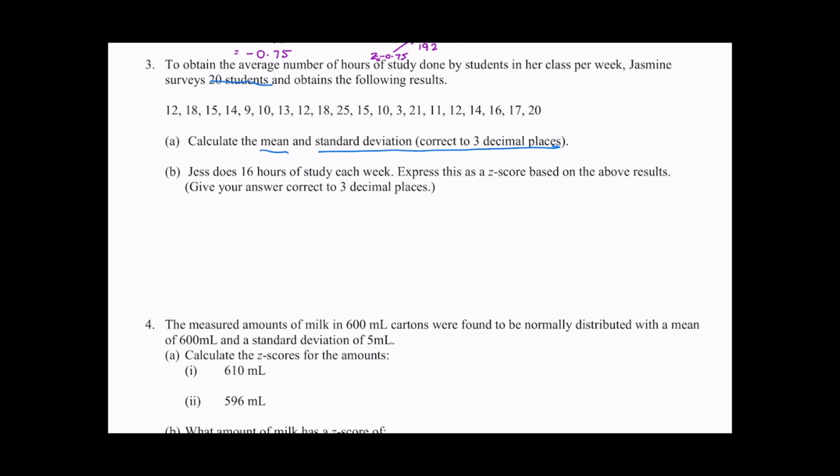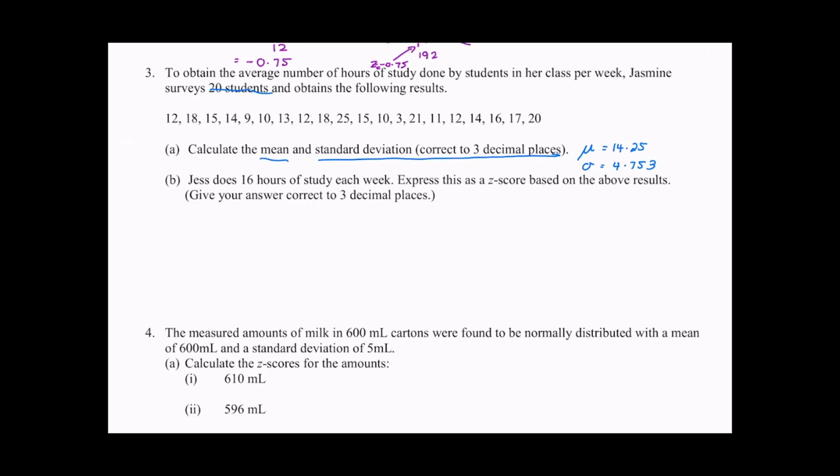To check if you're right, you should get your average to be 14.25, and you should get your standard deviation to be 4.753 to 3 decimal places.